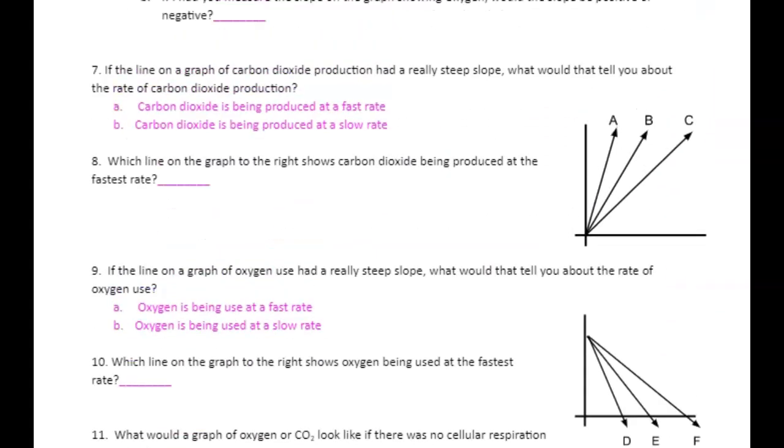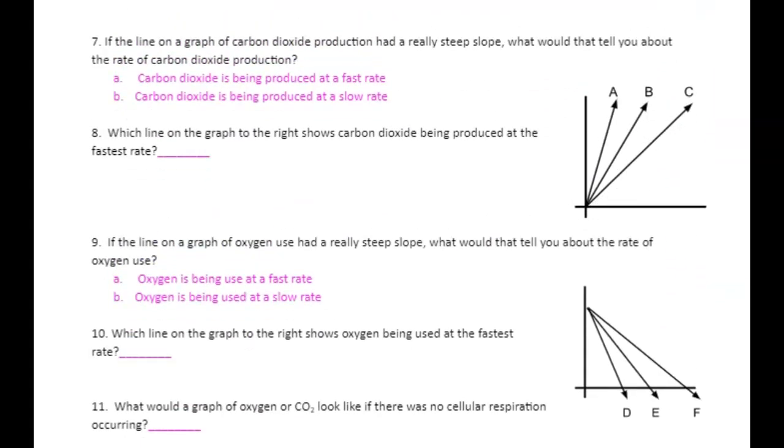All right, so let's look at one last thing here before we actually get our data. So if the line on the graph of CO2 is really, really steep, what would that tell you about the rate of CO2 production? So let's say the line is really, really steep. Would it tell us that the carbon dioxide is being made really fast or really slow if it goes up really steep? That would be fast because it starts at a small number and it quickly jumps up to a high number. So which is our really steep line here? That'd be letter A.